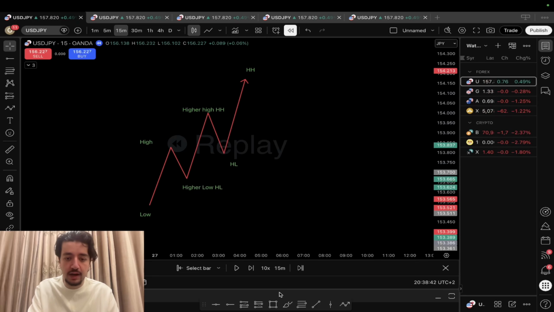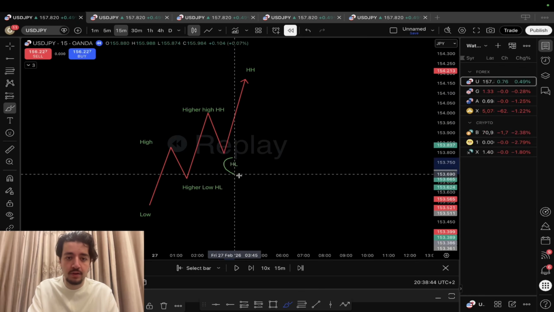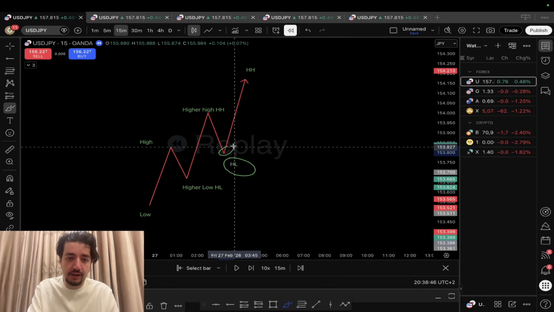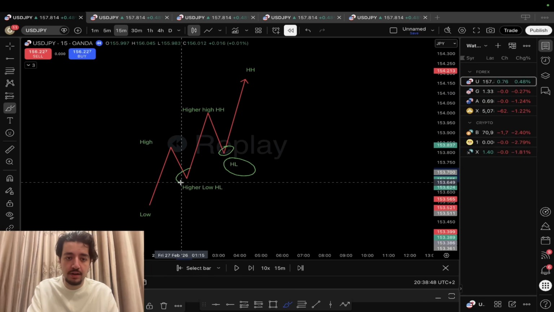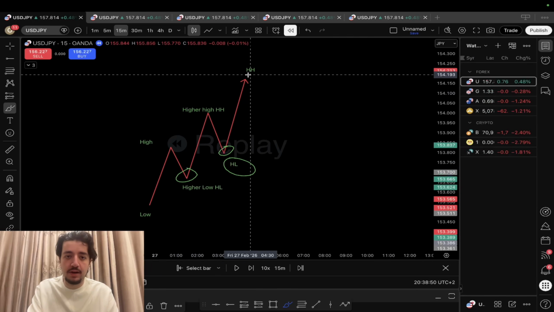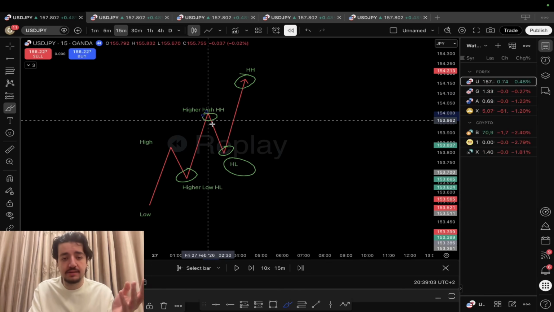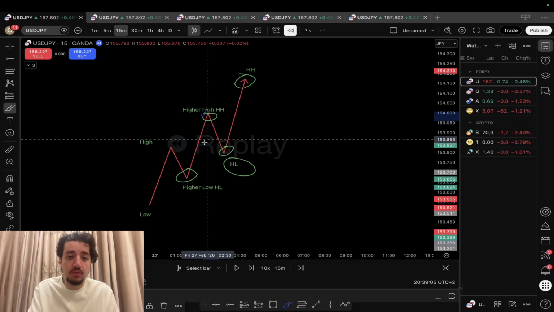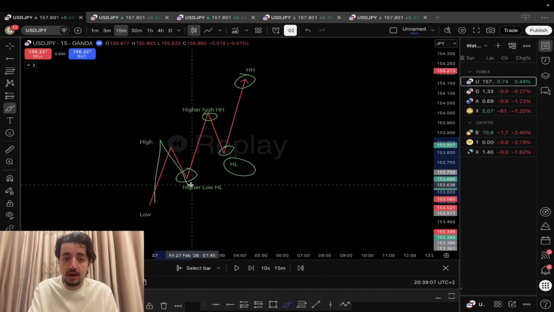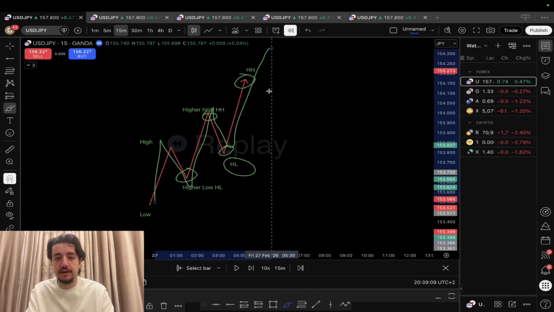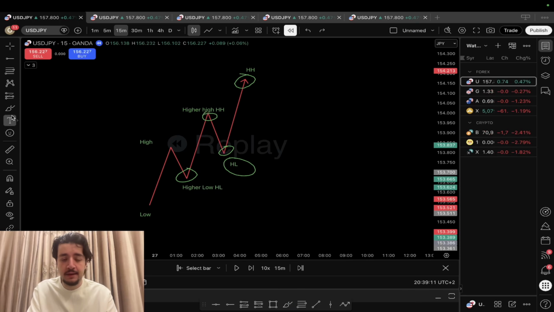Why is this called a higher low? Because this low right here is higher than the low right here. Why is this called a higher high? Because this high is higher than this high. As I said earlier, you don't really need to know why it's called like this. It's just nice information to know, okay? It's just good to know why it's called like this. So now you know an uptrend consists of a low, high, higher low, higher high, higher low, higher high. Okay?